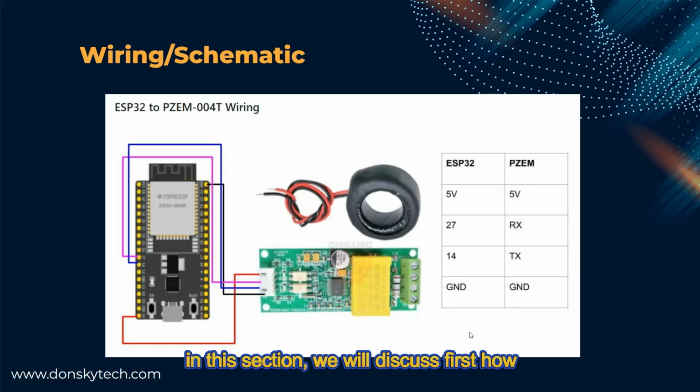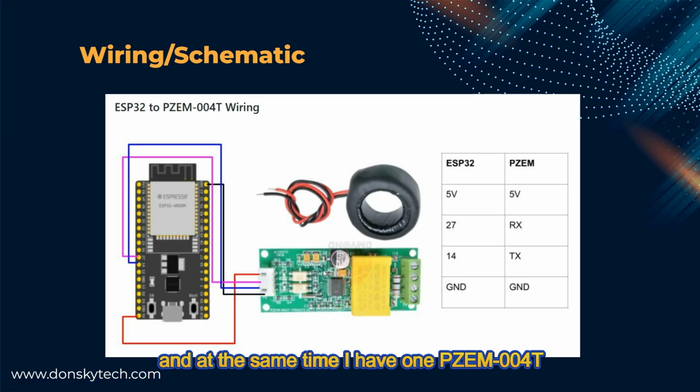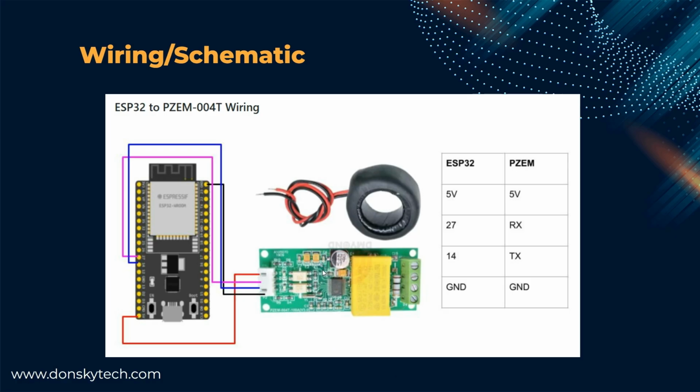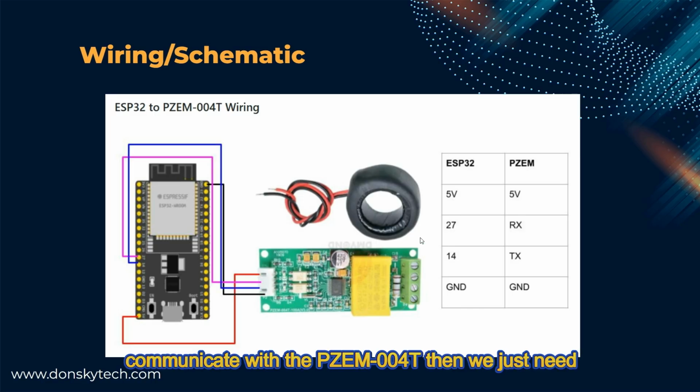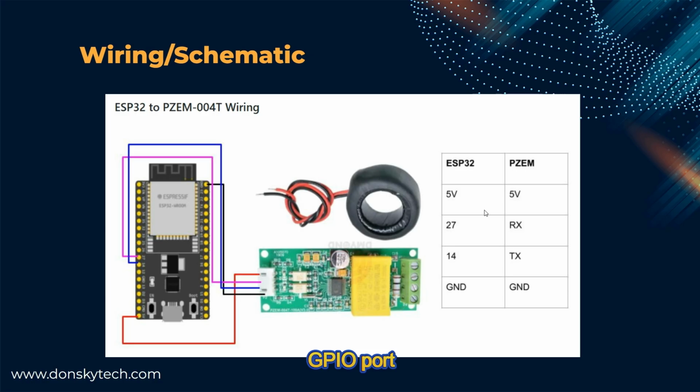So in this section, we will discuss first how we can do the wiring and schematic diagram for our project. As you can see from this image here, I have my ESP32, and at the same time I have one PZEM-004T here. In order to communicate with the PZEM, we just need to connect the 4 pin outputs of the PZEM to the GPIO port of our ESP32.